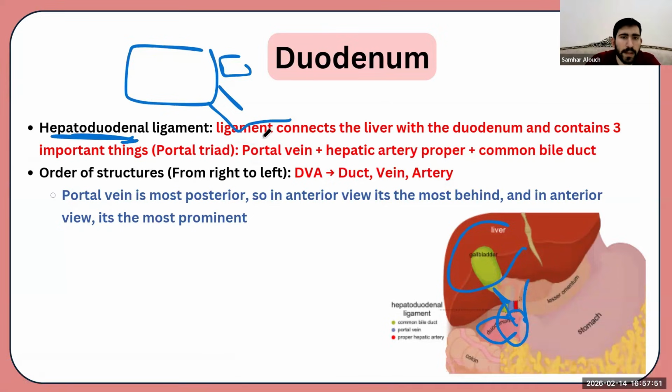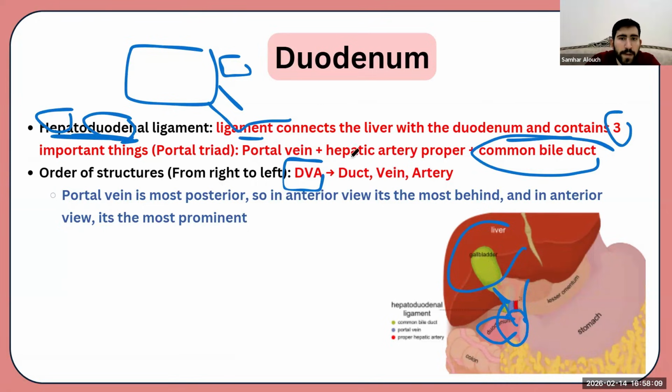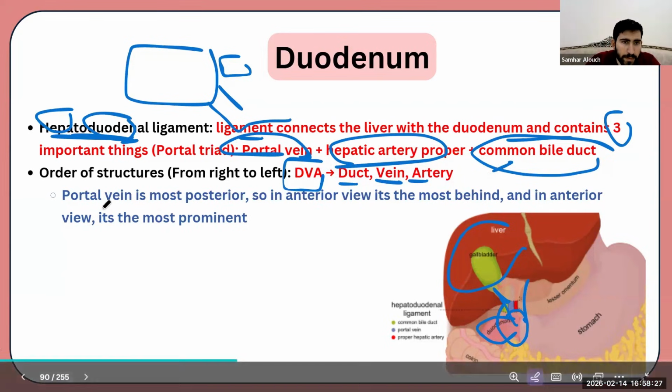So the hepatoduodenal ligament connects the liver, hepato, to the duodenum, okay? It contains 3 important structures. It's not just a ligament and peritoneum that connects the liver and the duodenum. It has 3 important structures. The mnemonic is DVA. D is the common bile duct. V is the portal vein, and A is the hepatic artery proper. So it has 3 structures: an artery, a vein, and a duct, okay? The mnemonic is DVA. D is the duct, common bile duct, V is the vein, portal vein, and A is the artery, hepatic artery proper.